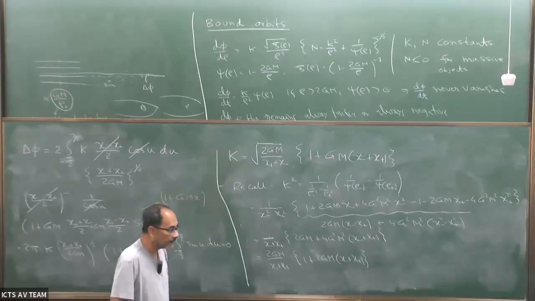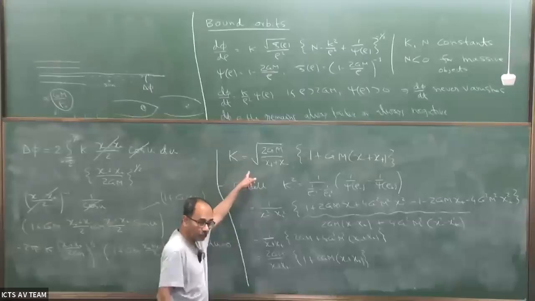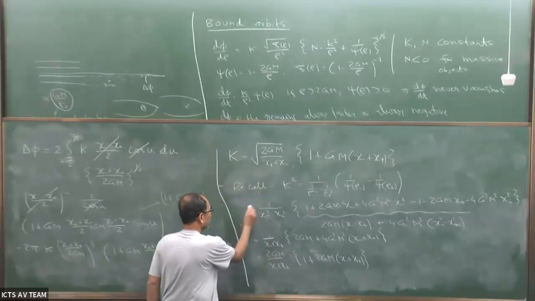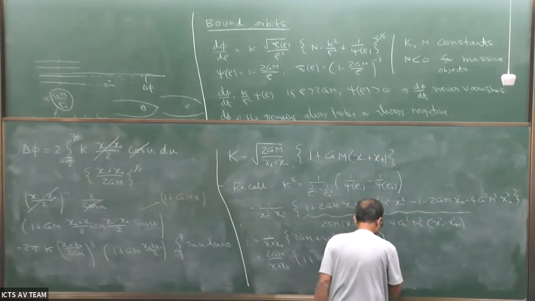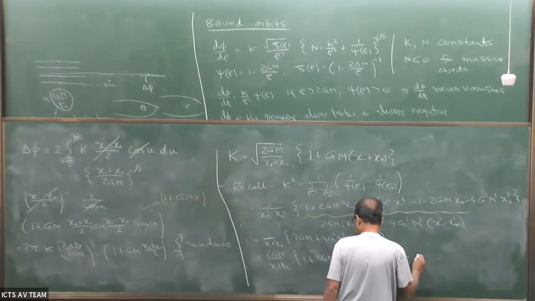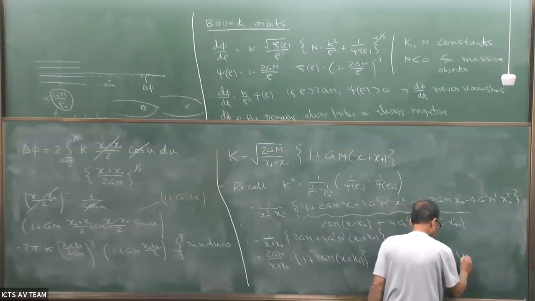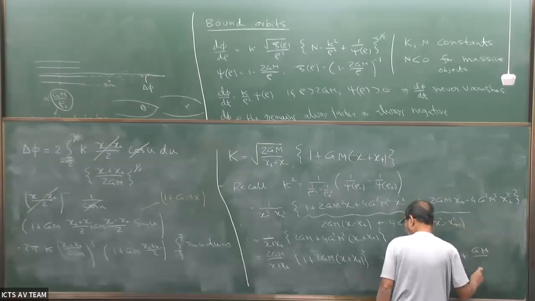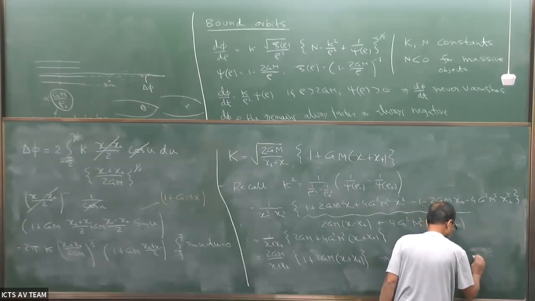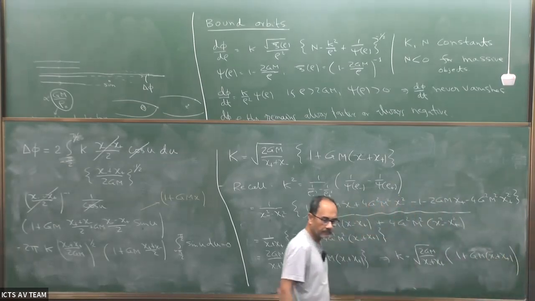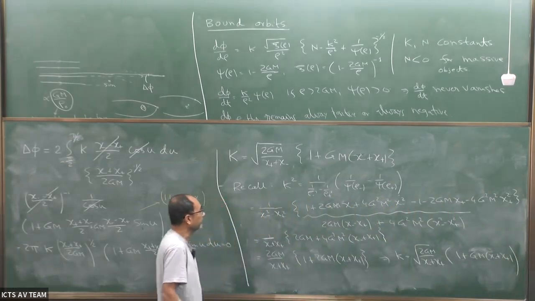Pardon? Yeah, but there's a square root, right? So this is k square. So k is the square root of this, which is the square root of 2gm times 1 plus gm over, sorry, 1 plus gm times x minus. The order g square m square term we are ignoring anyway.